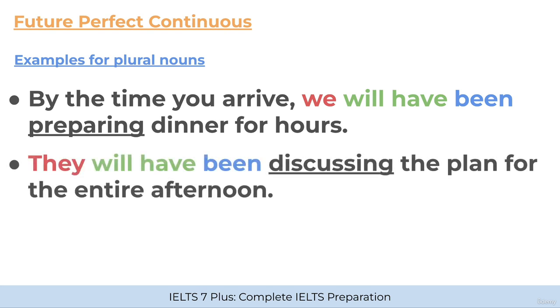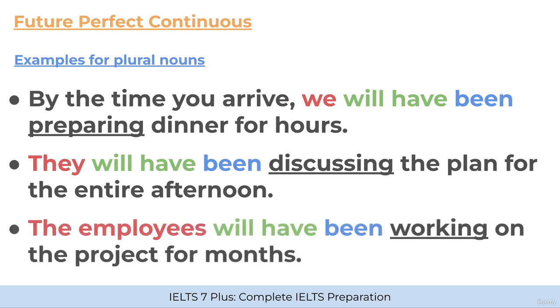They will have been discussing the plan for the entire afternoon. The employees will have been working on the project for months. So plural nouns here, we, they, the employees. But everything else stays the same, so not to worry there.